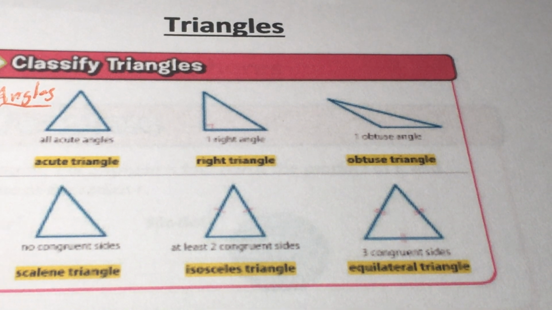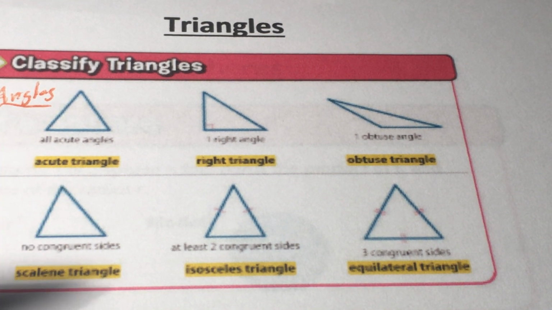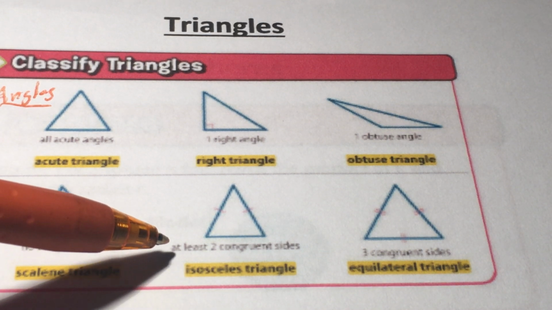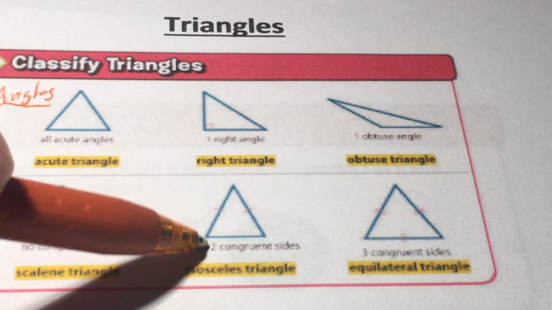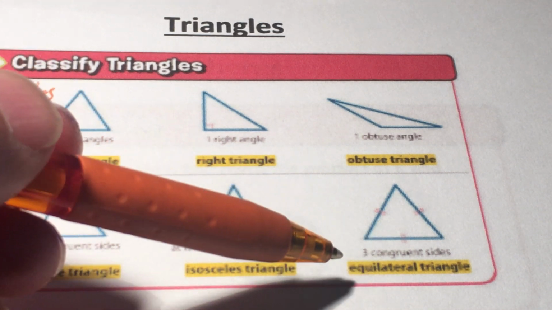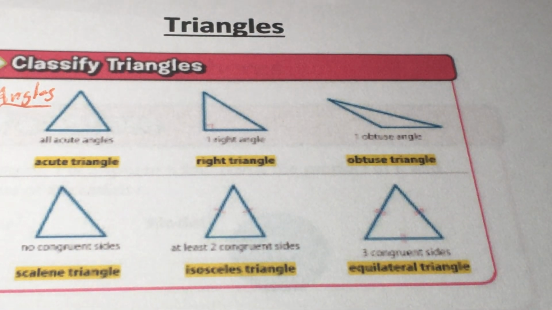We could have what they call a scalene triangle, which basically means no congruent sides. It means each side is a different length. We could have an isosceles triangle. An isosceles triangle has at least two congruent sides. So if I look, those two sides are congruent, and the little hash marks there tell me that those two sides are the same length. Or finally, we have an equilateral triangle, which basically means that all three sides are the same length.